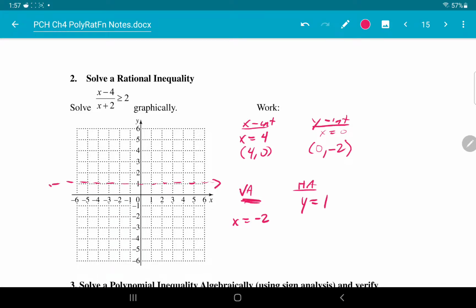We have a vertical asymptote at x equals negative 2. We have an x-intercept at (4, 0) and also a y-intercept at (0, negative 2). Those two points can confirm you have your rational function in, let's call it, quadrant 4, and I'm kind of giving little air quotes here. Quadrant 4 of your quadrants.